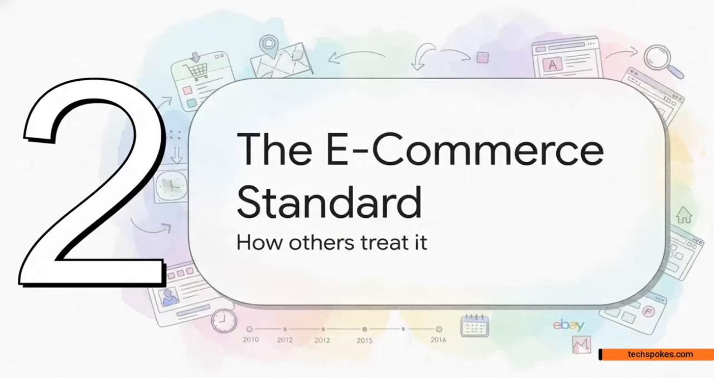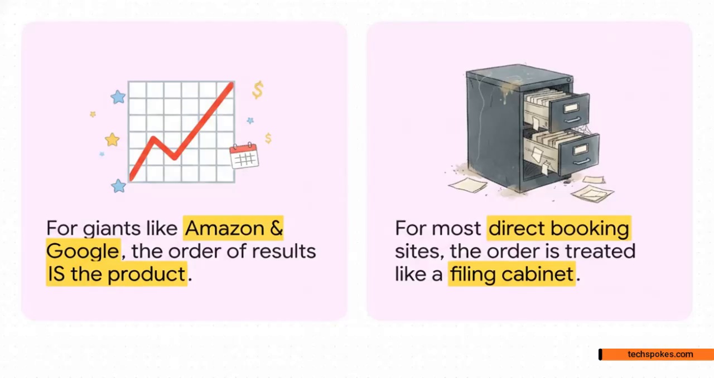Okay, let's switch gears and see how this compares to literally every other major online marketplace. Because, spoiler alert, they figured this all out about a decade ago. For companies like Amazon, Booking.com, even Google, the ranking of the results is the entire business model. It's a deeply strategic decision, and it's all driven by data. But for most direct booking sites, it's just an afterthought. It's just a container that holds the data.